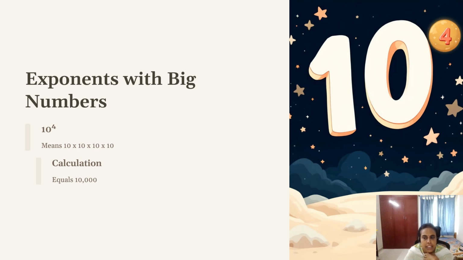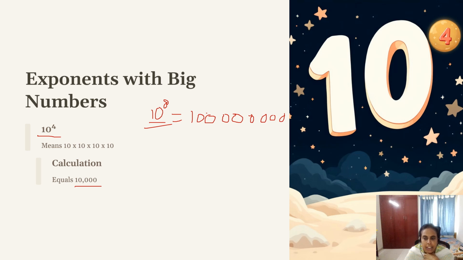Now, coming to the exponents with big numbers like 10 to the power of 4 or 10 to the power of 8. Instead of writing 10 into 10 eight times, there is a simple way. See, 10 to the power of 4 equals 10,000. That means you should put 4 zeros after 1. In the same way here, after 1, how many zeros should you put? 1, 2, 3, 4, 5, 6, 7, 8.